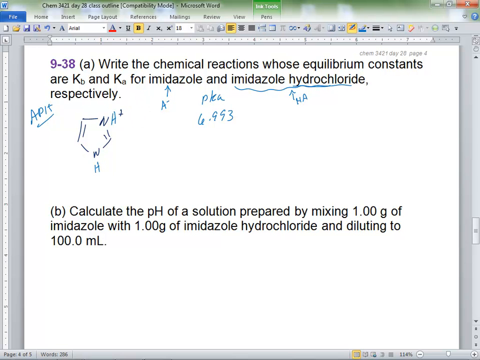It wants you to write the Ka and the Kb reactions for these. So the conjugate base is imidazole. Take off the H, make it neutral, and write the Kb reaction. This is the conjugate acid, write the Ka reaction. All right, try it. Christina, how would you do this? All right, so let's write those. The Ka reaction, the Kb reaction.